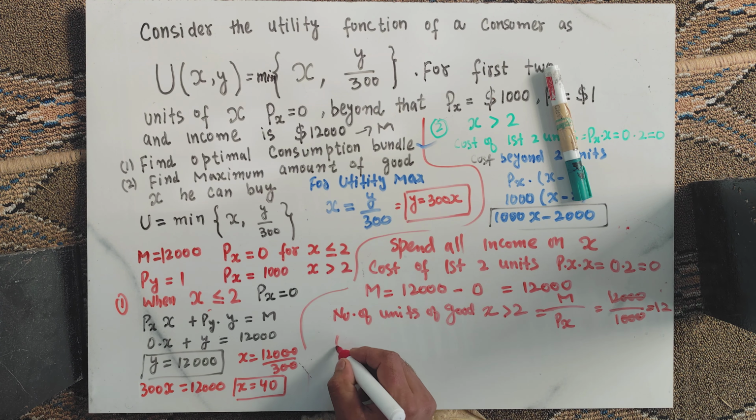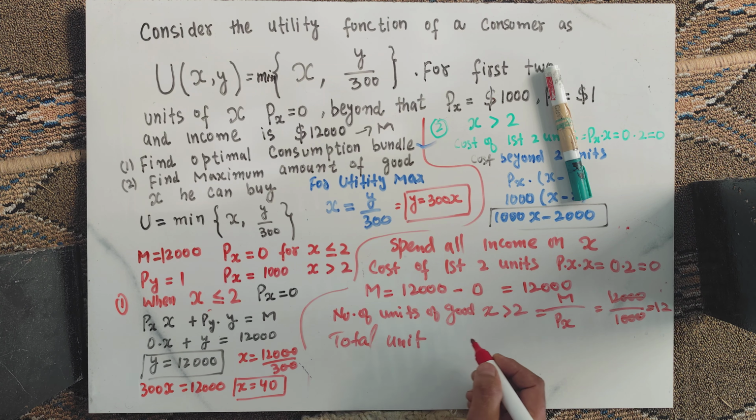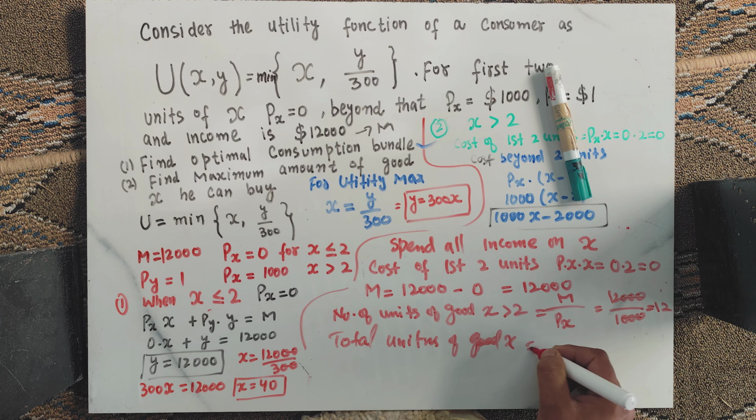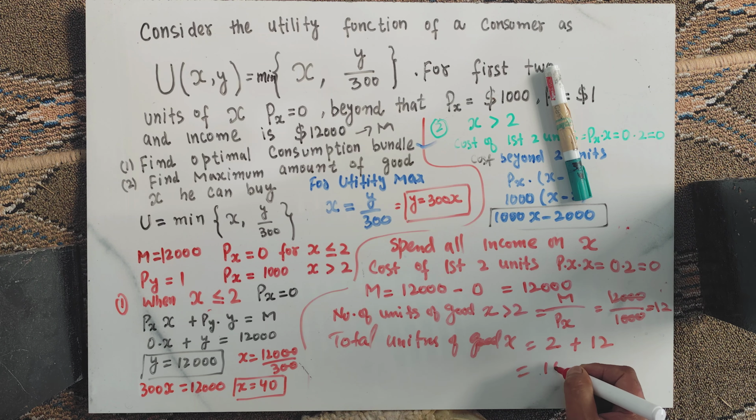So maximum total units of good X will be equal to the first 2 units, that are the free units, plus the 12 units, which will be equal to 14 units. So maximum he can purchase with his budget will be 14 units. First 2 free, and then extra 12 units.